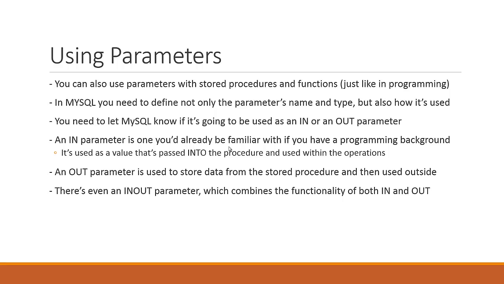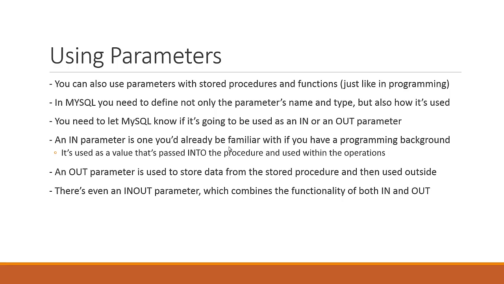In contrast, there's an out parameter. An out parameter is used to store data from the stored procedure and then used outside of the stored procedure. The purpose of the out parameter is to store data, to have data stored within it. It's like a variable, but then the variable is used outside of the scope of the procedure. Whereas the in parameter is only used within the procedure itself, and the code or the database itself will have no knowledge of this particular parameter outside of the procedure or function.